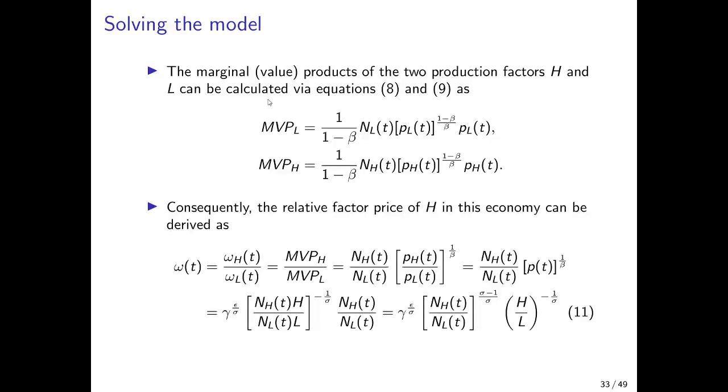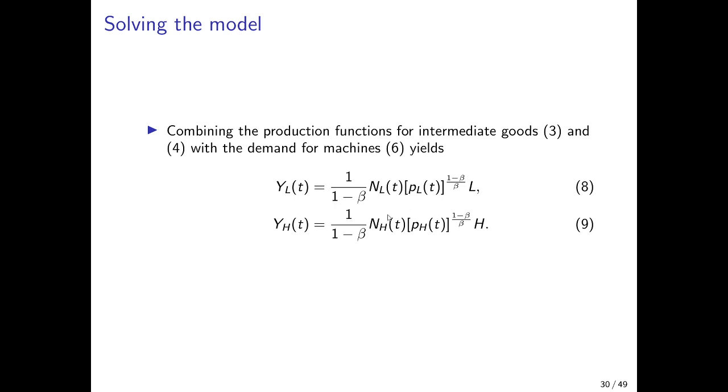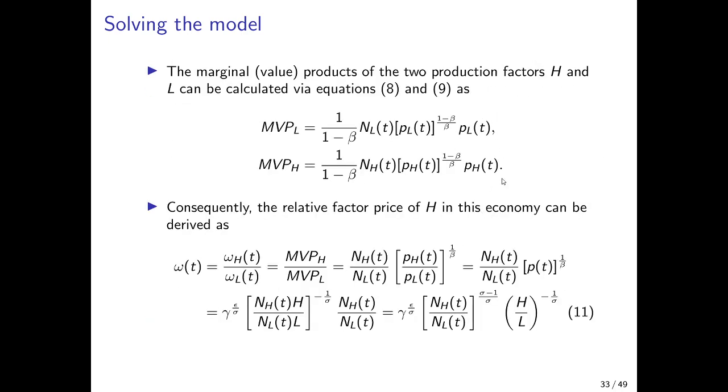Then in the next step, we can calculate the marginal value products of the two production factors H and L, depending on what we already know from previous calculations. We use here the expressions 8 and 9, because if we take the derivative of these expressions here with respect to L and H, we get the marginal value products of these two production factors. So that's exactly what we do here, and as a result, we would have these expressions.